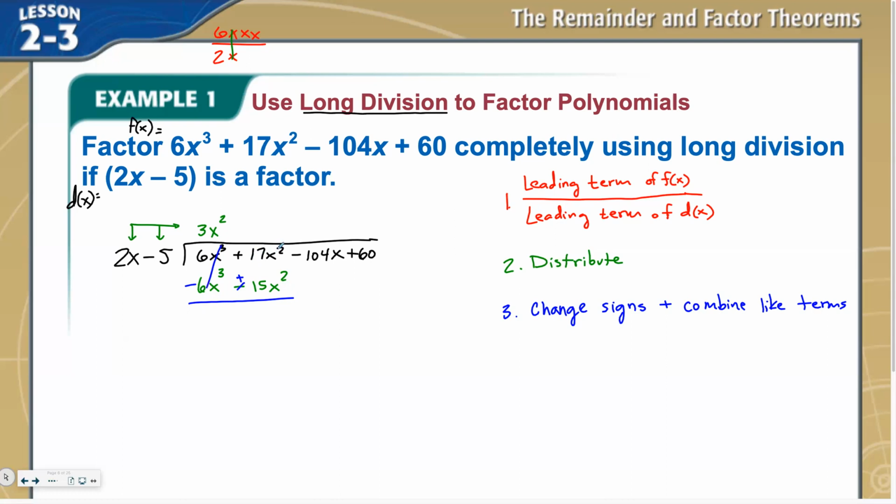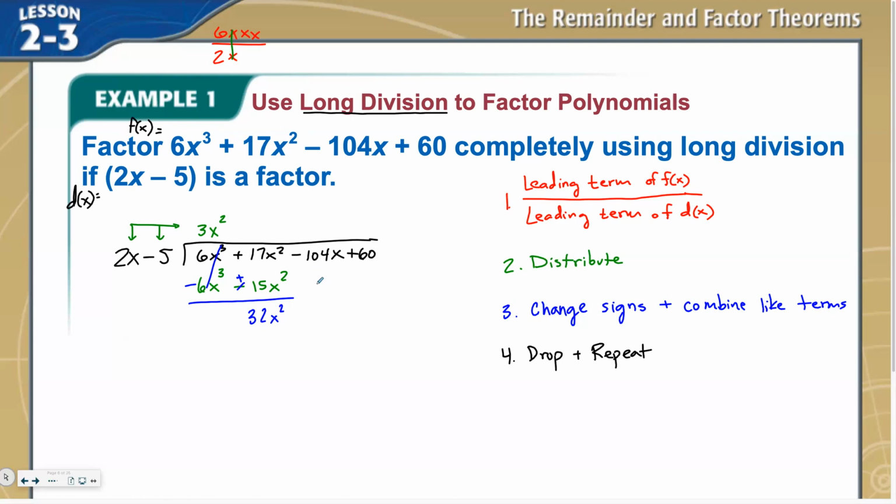And now 17x squared plus 15x squared is... Good. They combine and they give us, I hear 32x squared. Good, Vanessa. Good, Aaron. Good math. Step 4. Here, bring it down. I call it drop. Drop and repeat. Drop plus repeat.